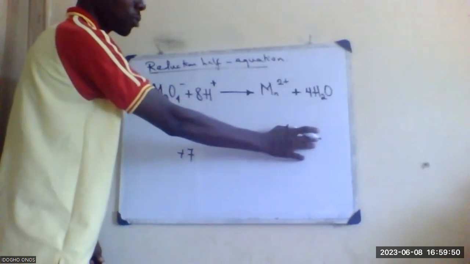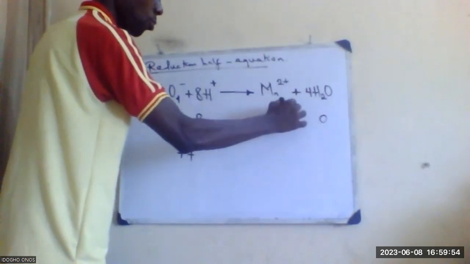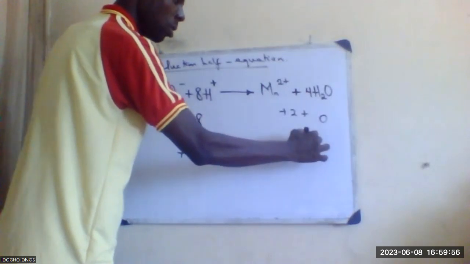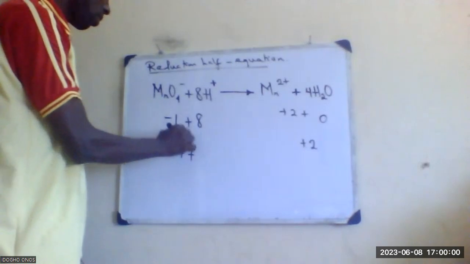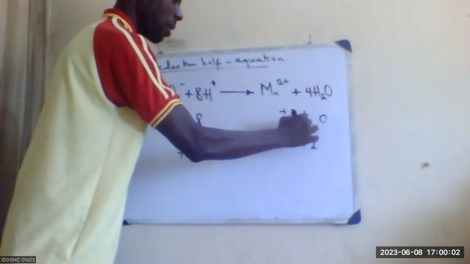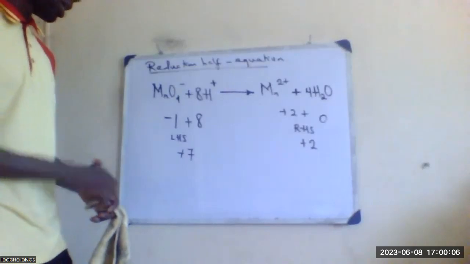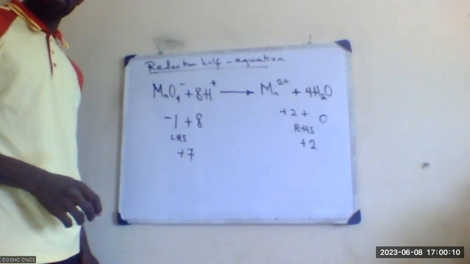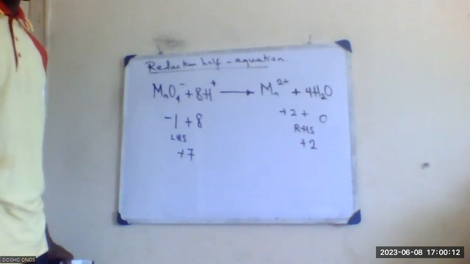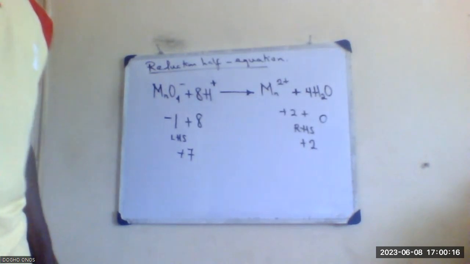Then I'll calculate the charge on my right-hand side. Water is always 0. So this is +2. All together gives me 2. So the charge on my left-hand side is 7. The charge on my right-hand side is +2. Do we understand how I got this now? If I move on to the next thing. Any question?